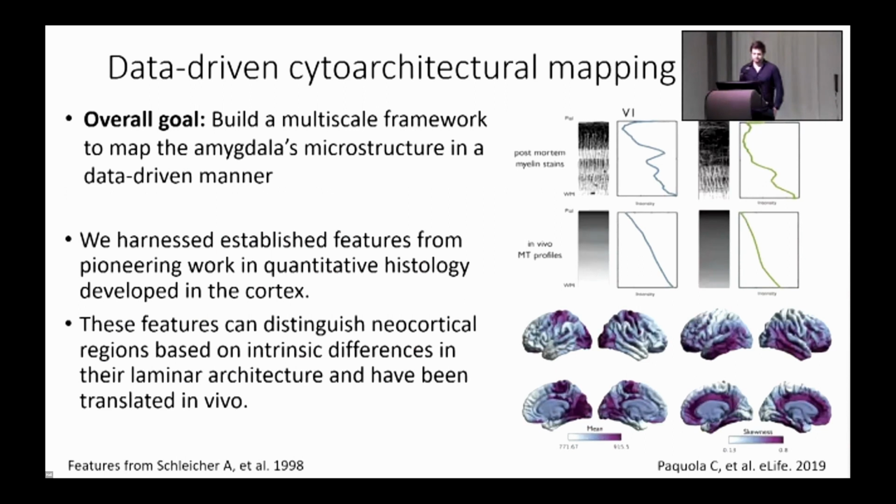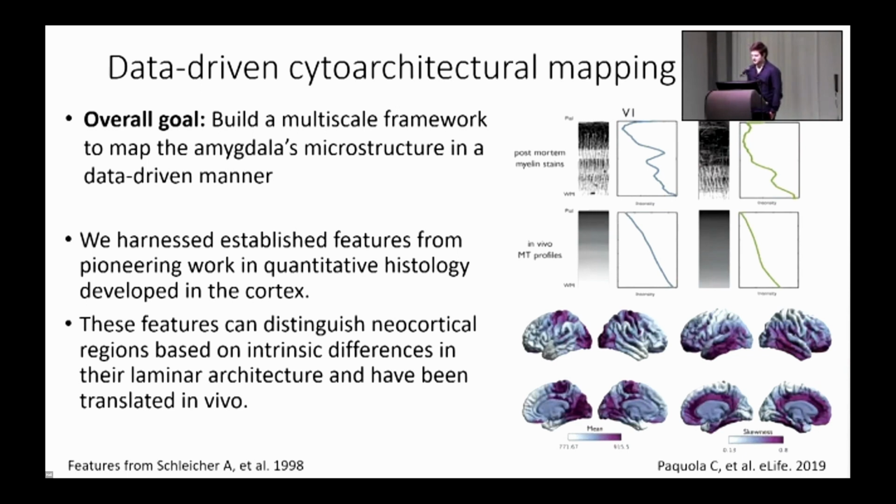So this leads to the overall goal of my project, which is to build a multi-scale framework to map the amygdala's microstructure in a purely data-driven manner. To do this, we harnessed established features initially proposed by Axel Schleicher that are able to distinguish neocortical regions based on intrinsic differences in their laminar architecture. These variations are captured by statistical moments, specifically the mean, variance, skewness, and kurtosis of regional intensity profiles. And these features have also previously been shown to translate into in vivo imaging.